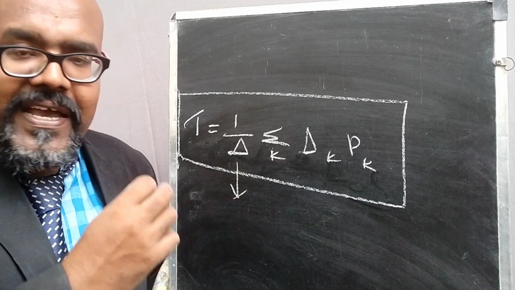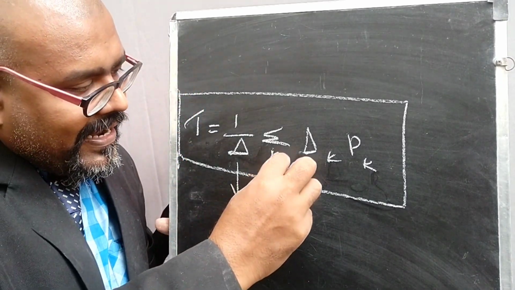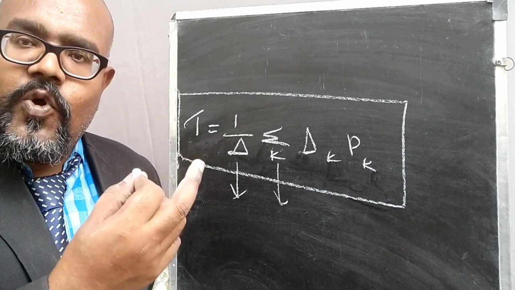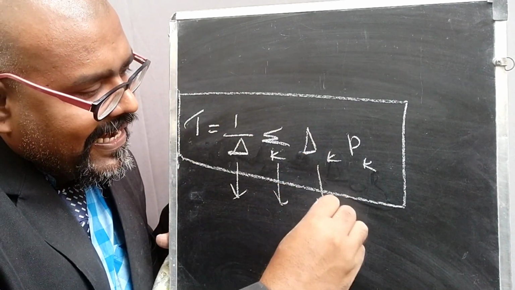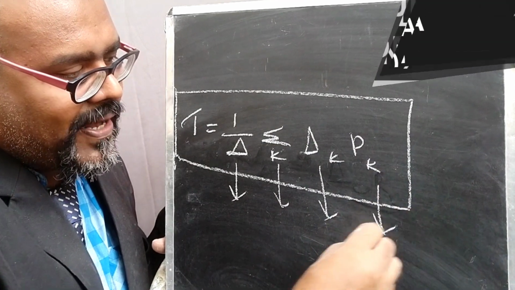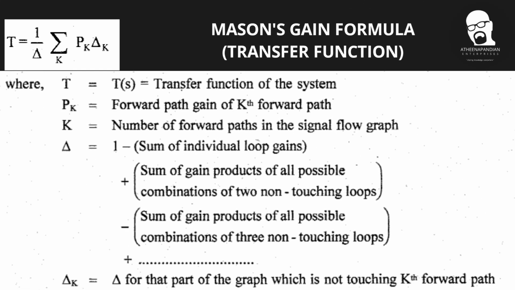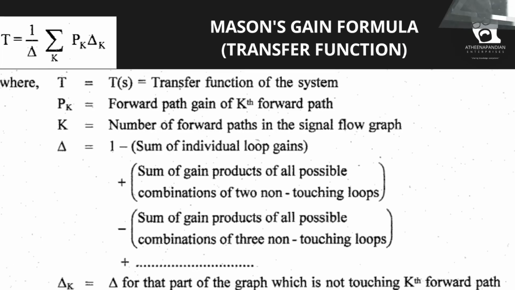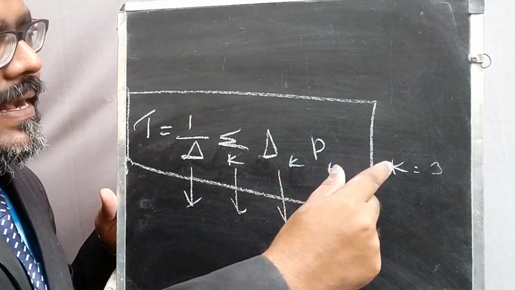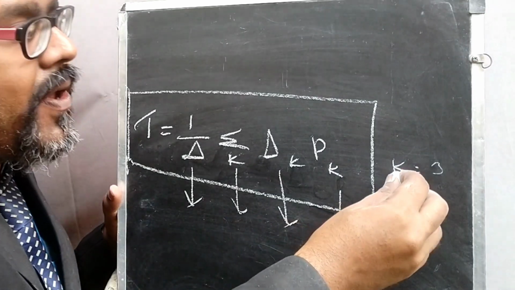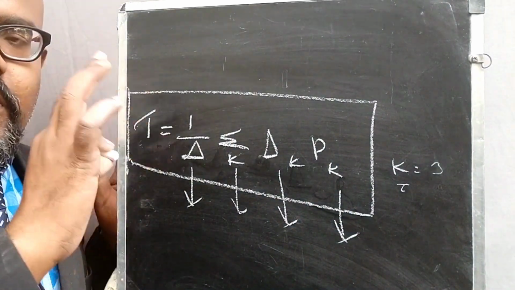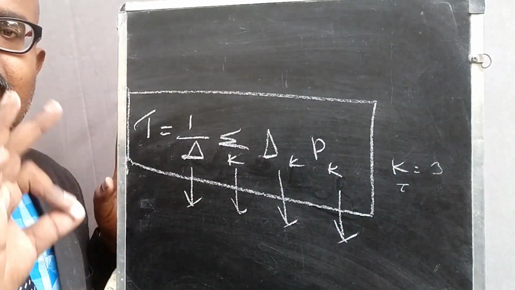Here, for the del value, we have the formula; in the previous step we calculated it. K represents the index of the summation, 1, 2, 3 like that. Then del we know, and P is a forward path. For example, k equals 3. K is nothing but the number of forward paths. If the given system has 3 forward paths, then k equals 3.